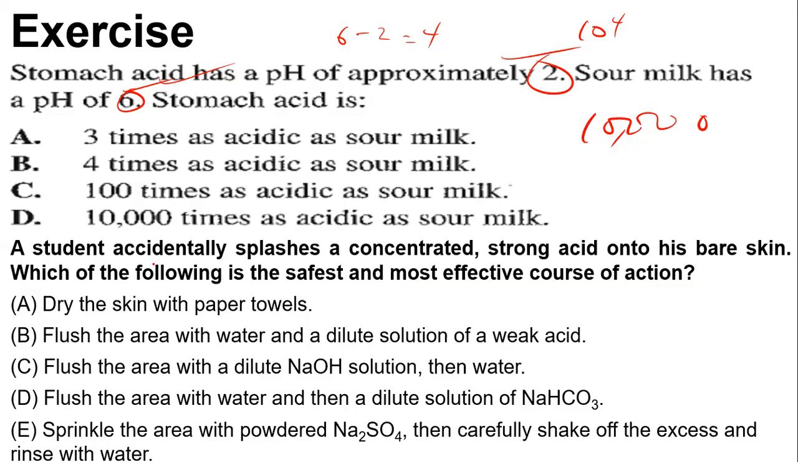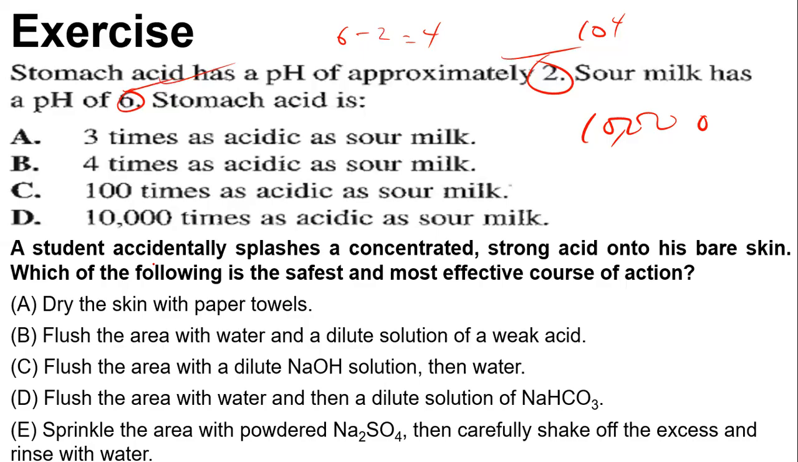Then flush the area with dilute NaOH and then water. NaOH is a strong base. That wouldn't be advisable, to put a strong base on an area which has been affected by a strong acid, knowing very well that the neutralization reaction is an exothermic reaction that will produce heat, which can actually cause a burn again. So nobody will advise you to put a strong base on your skin if you have been attacked by a strong acid. No, it would hurt you more.